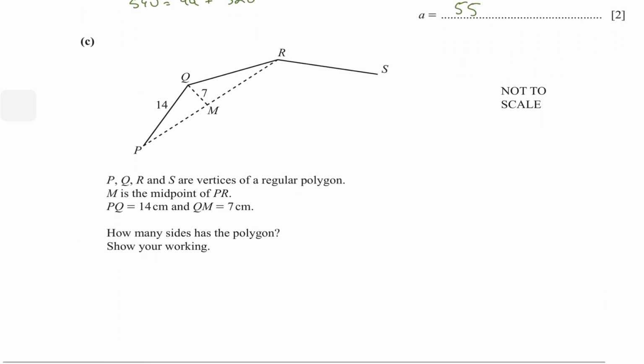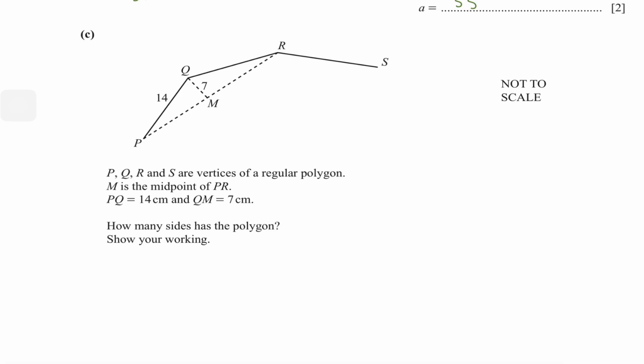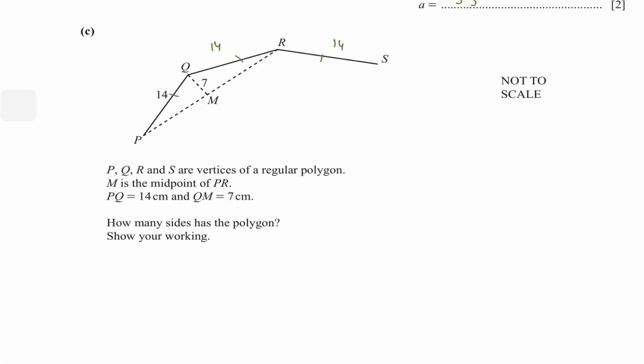Okay, with that done, let's do part C. Let's see what it says. It says P, Q, R, and S are vertices of a regular polygon. So it's a regular polygon, which means all these lines are going to be equal to 14. M is the midpoint of PR, and QM is equal to 7. And how many sides has the polygon? Show your working.